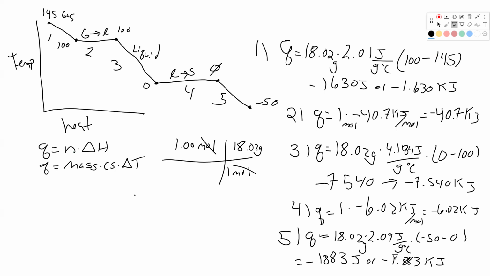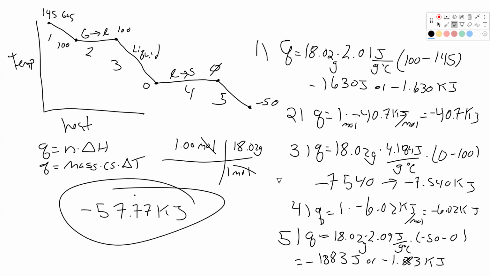Now what I need to do is just add up all the segments, because I want to know the energy of this total process. So that's what I'm doing right now, adding up the energies from every single process. And the amount of energy that was released was negative 57.77 kilojoules of heat.